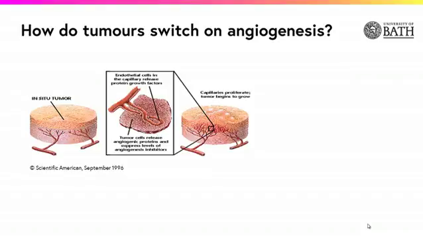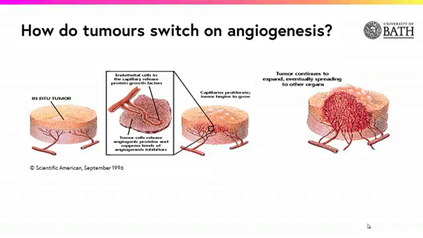And this process, or switch, from an in situ tumor, the pea-sized tumor, to a growing tumor can vary in different types of tumors. Very short in some aggressive tumors, and much longer in some slower growing tumors. And eventually this tumor can grow so big that it can spread to other organs.